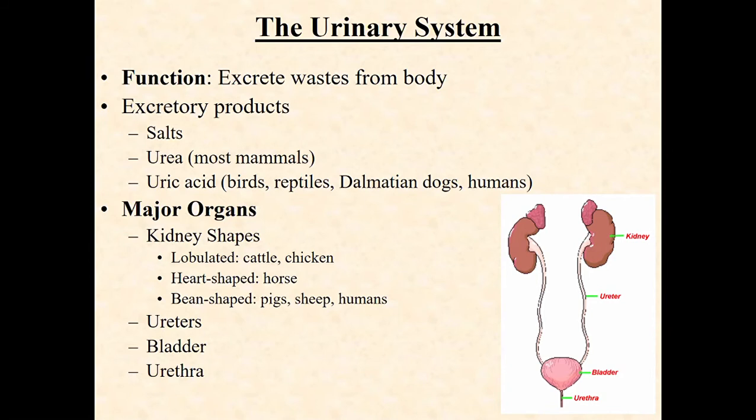Ureter, urine passes from the kidney to the bladder or the cloaca. You have your bladder, which is down in the middle. It stores the urine. The urethra removes urine from the body.